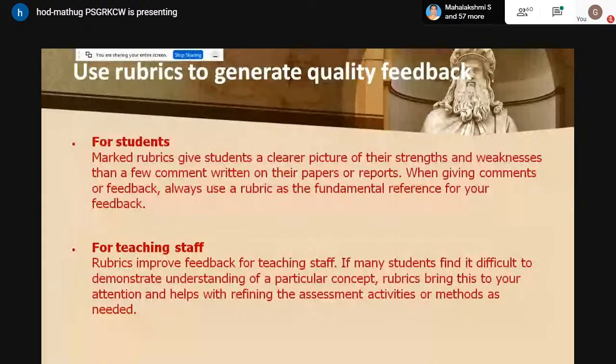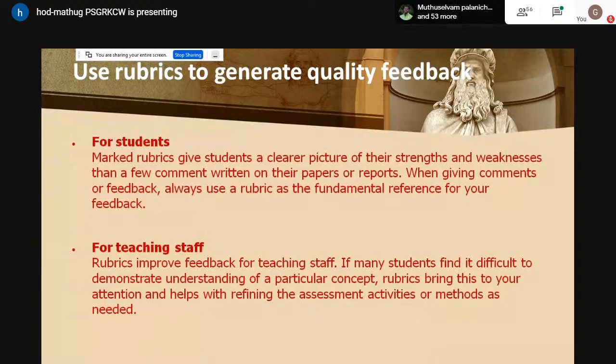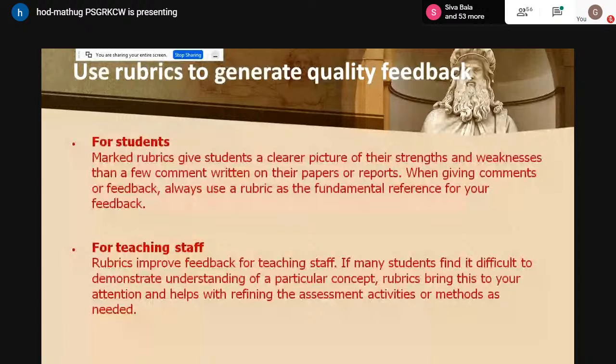Based on which criteria the mark was reduced, that comment has to be written. Based on rubric 2, I have reduced 3 marks. Then that will give him a clearer picture. If I have given you only 5 out of 10, that will not tell him what his strength or weakness is. Whereas when you tell him, on the conceptual basis, I have given you 4 marks, for communication, I have given 3 marks, whereas for grammatical and spelling mistakes, I have reduced 4 marks, then that will tell him that he has to concentrate more on grammatical and spelling mistakes.